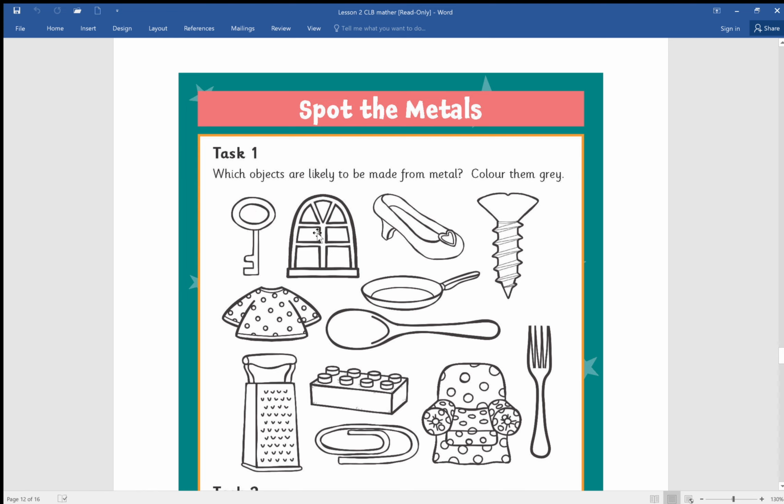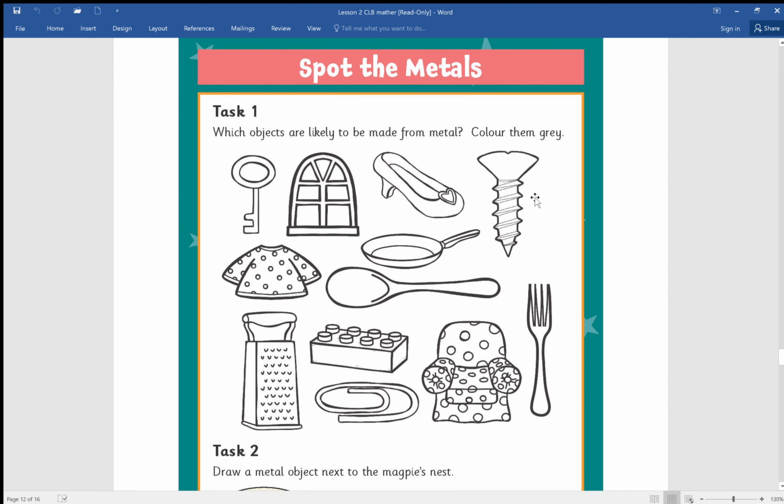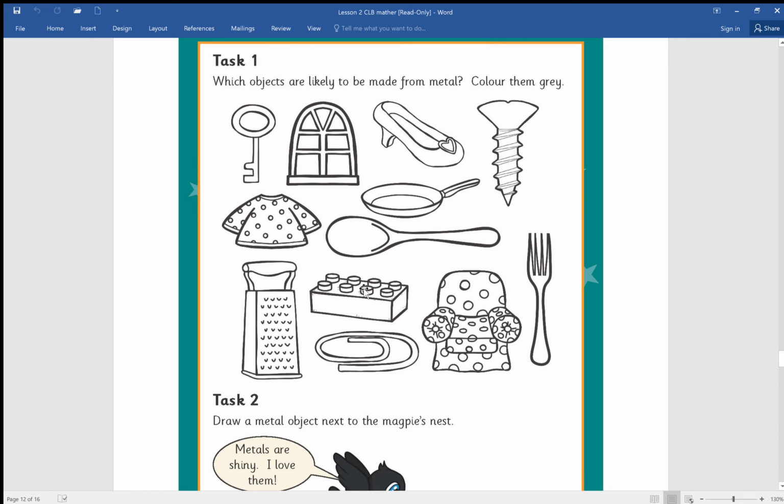So, which objects here are likely to be made from metal? Please do not color them gray, but just say the objects out. Yes, the key, the screw, this pan, this cheese grater, this paper clip, and this fork are all made out of metal. You can't technically say this is made of metal, but it's a wooden spoon.